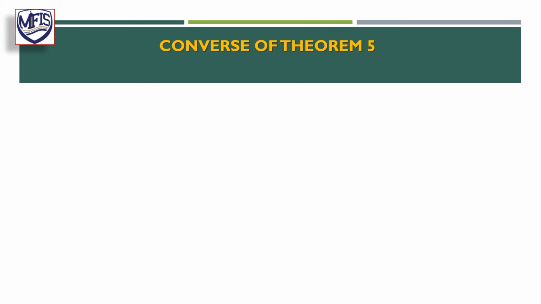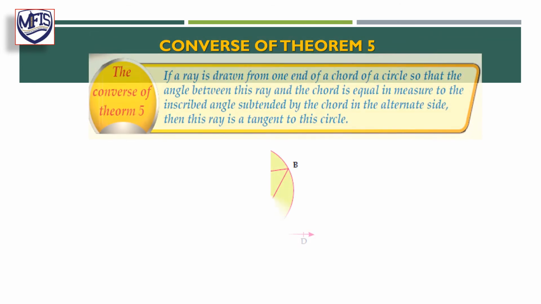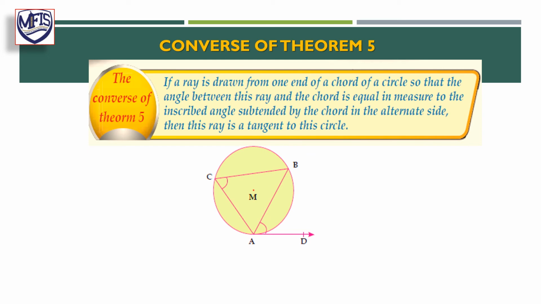Converse of theorem 5. If a ray is drawn from one endpoint of a chord of a circle so that the angle between this ray and the chord is equal to the measure of the inscribed angle subtended by the chord AB, then this ray AD is tangent to the circle M.